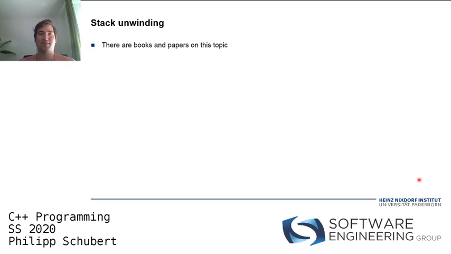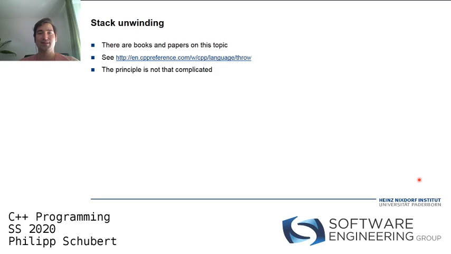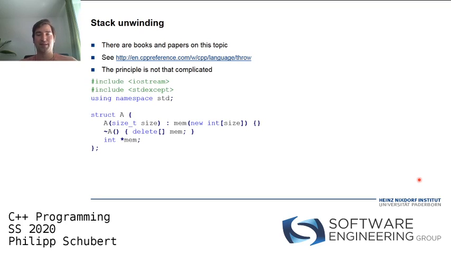There are books and papers on this topic, so I can't give you all the full details, but I try to give you a rough understanding of what stack unwinding is. Otherwise, you can look up all the details on cppreference and search your way from there. The principle is not very complicated at all. So let's go with an example again to give you some kind of clue.